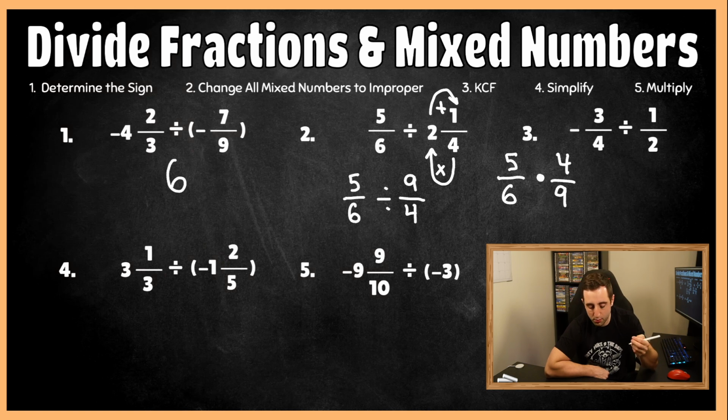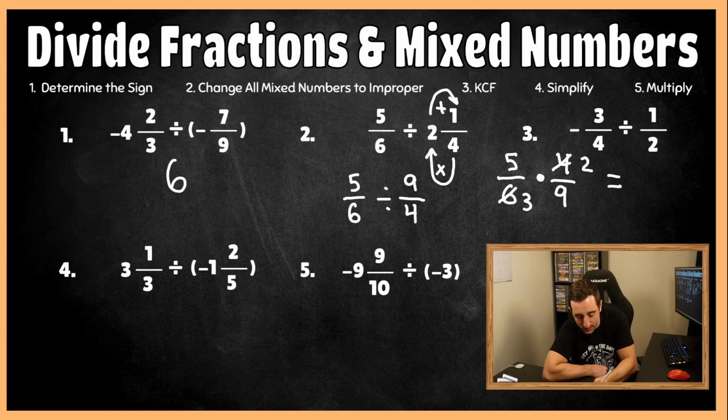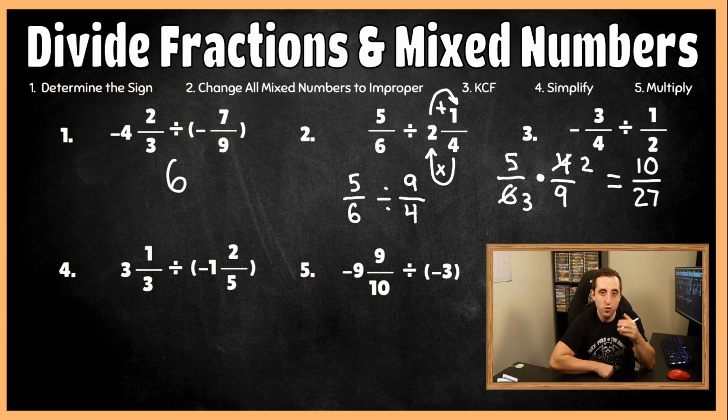But 4 and 6 are both divisible by 2. So 6 divided by 2, that's going to give us 3. And 4 divided by 2, that's going to give us 2. And now we can just multiply across our numerators and our denominators. So 5 times 2 is going to give us 10 in our numerator, and our denominator is going to give us 27. And this is our final simplified answer of 10/27 for number 2.